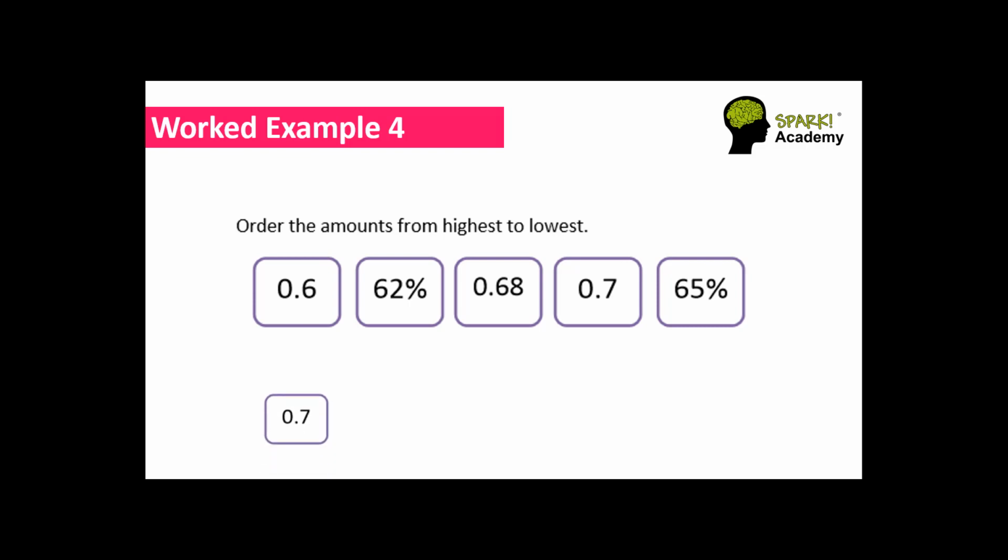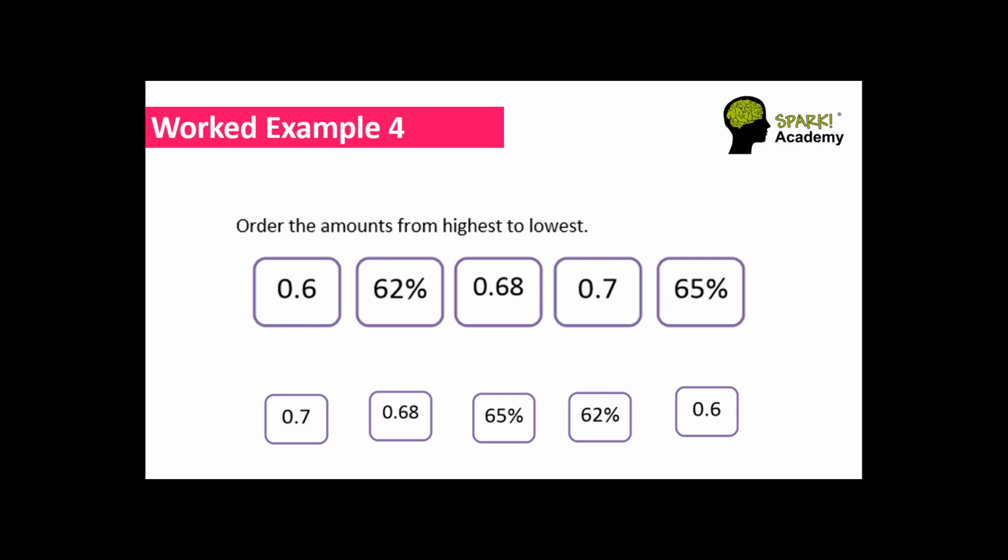So 0.7, 0.68, so we're going from the highest because 0.7 is the same as 0.70. Then we've got 0.68, then we've got 65%, and don't forget that's the same as 0.65. Then we've got 62%, which is the same as 0.62. And then we've got 0.6, which is the same as 0.60.